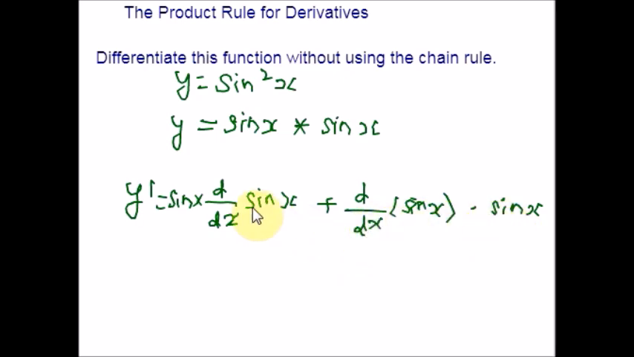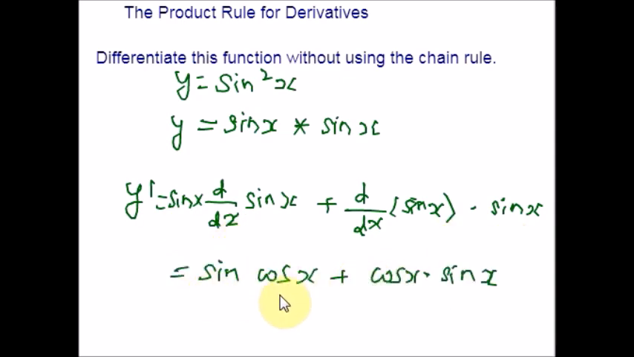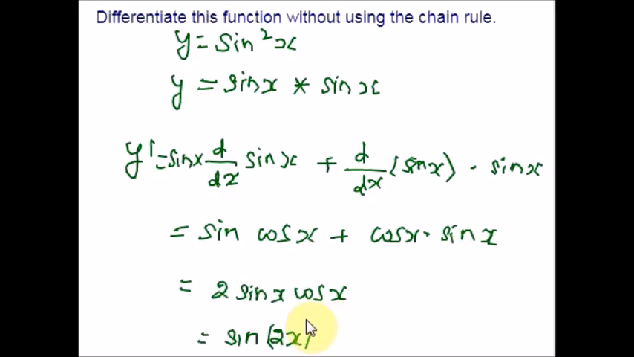So derivative of sine x is nothing but cos x. You can refer to the formula sheet for this one. So sine x times cos x plus cos x times sine x, which is nothing but sine x cos x, sine x cos x. Am I right? So which is equal to 2 sine x cos x. This can be rewritten as sine 2x from the identities. Hope you're clear with this example.